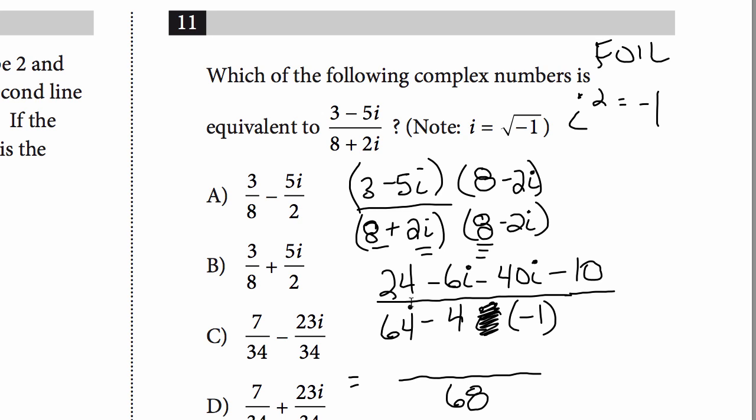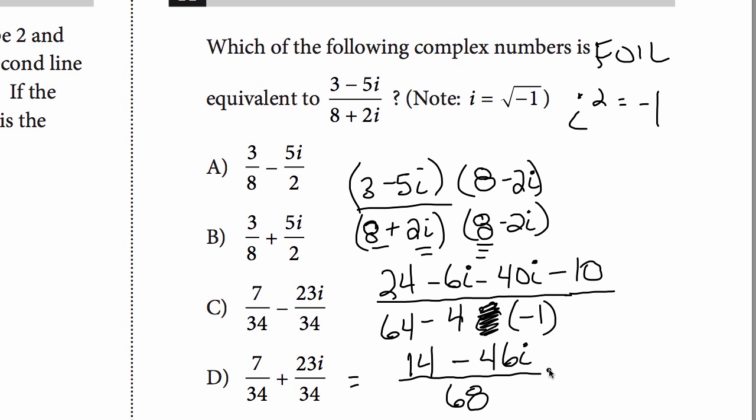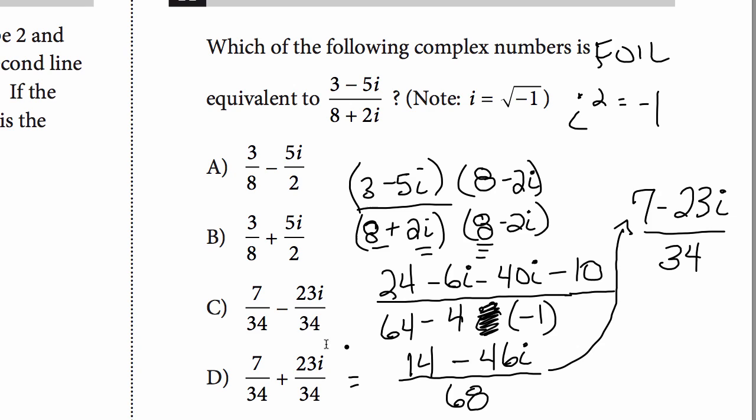We're trying to save time on the test. So 24 minus 10 is 14. -6i minus 40i is minus 46i. But what's the problem now? Well, none of these choices are there, right? So we're just going to simplify this. Let's divide everything by 2. So that's 7 minus 23i all over 34. That looks a lot like this one.